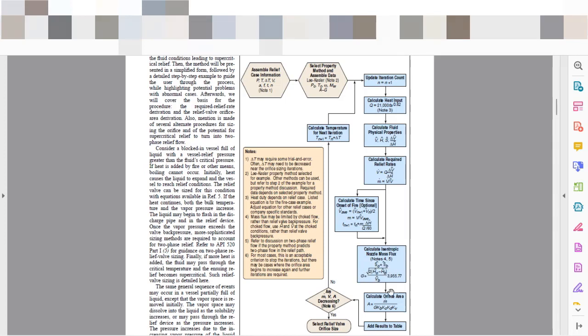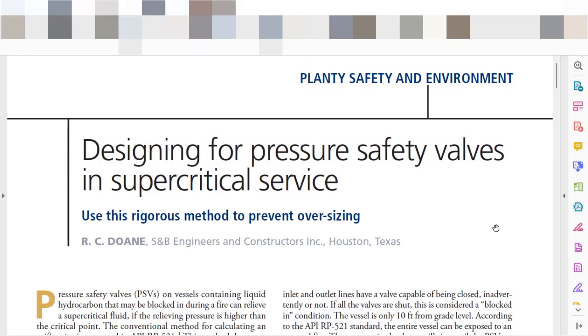And with the mass flux and the mass rate and also some other constants, we are able to calculate the orifice, add that to a table, and repeat the iteration until we get the maximum calculated orifice area. As I told you, these calculations can be tough because they are based on selecting proper methods. Some years later, after Ryan's work, Richard Duane proposed a rigorous methodology for doing calculations for the design of pressure safety valves in supercritical service.